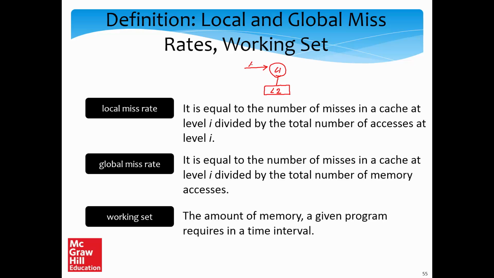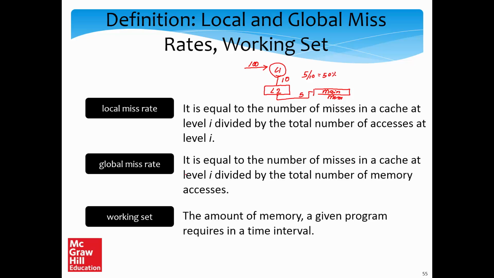Let's assume 100 accesses go to the L1 cache and 90 of them hit in the L1, but 10 go to the L2, and from the L2, 5 accesses go to the main memory. So at the L2, the local miss rate is essentially this: it gets 10 accesses and has 5 misses, so the local miss rate is 50%.